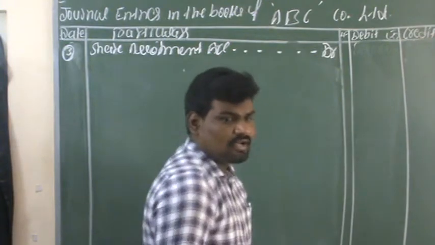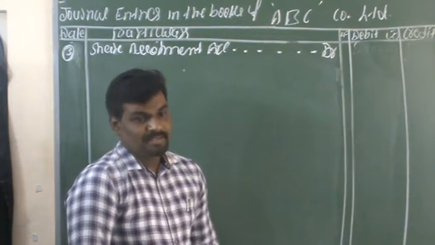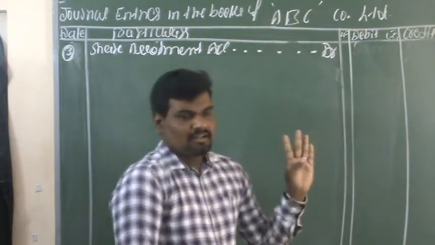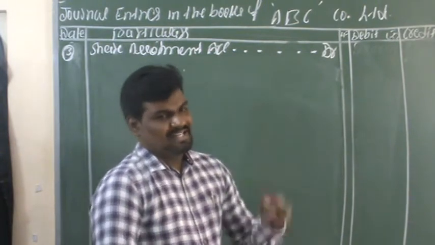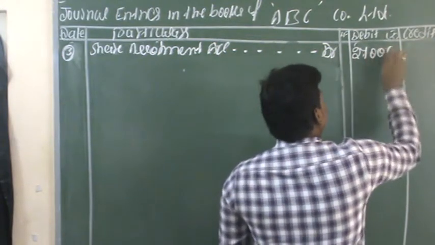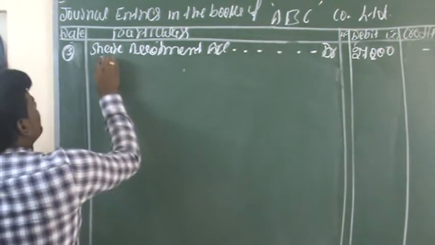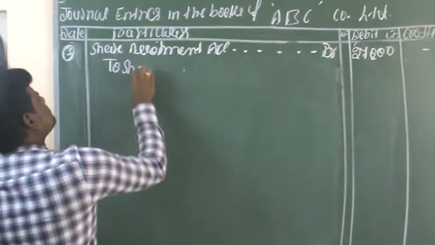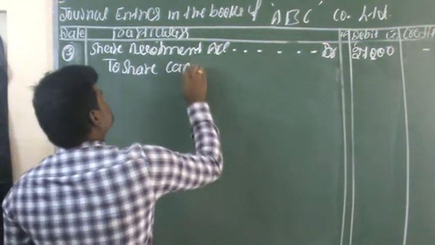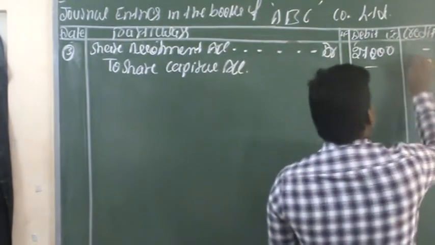Share allotment account debit. By the way, for allotting the shares, they are receiving rupees 3 from each share, right? 9,000 shares into 3 per share is 27,000. Share allotment account debit to share capital account, rupees 27,000.